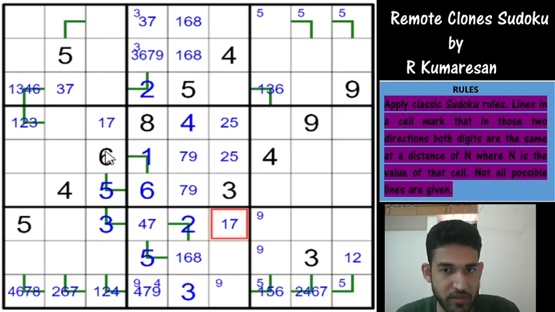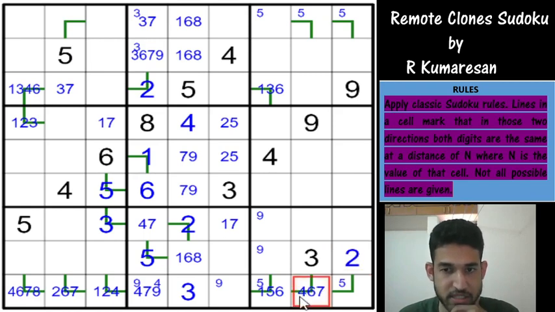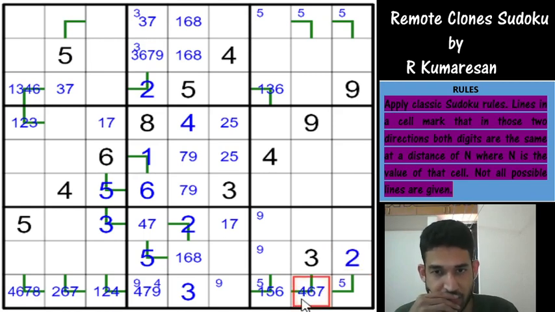So we know that both of these cells must be equal. What am I missing here? And for this clue, okay, this should have been marked, guys. So we know that this 5 clue is pointing at 5 cells away and both of those values must be equal. So this is a 2. So which means that this is 4, 6 and 7. And 2 must be in one of these cells.